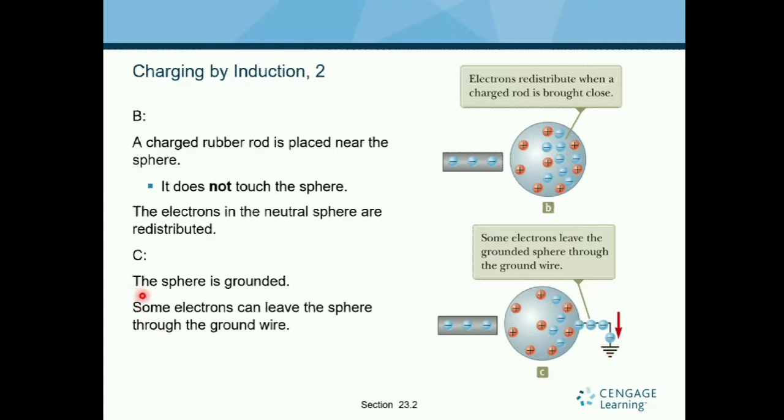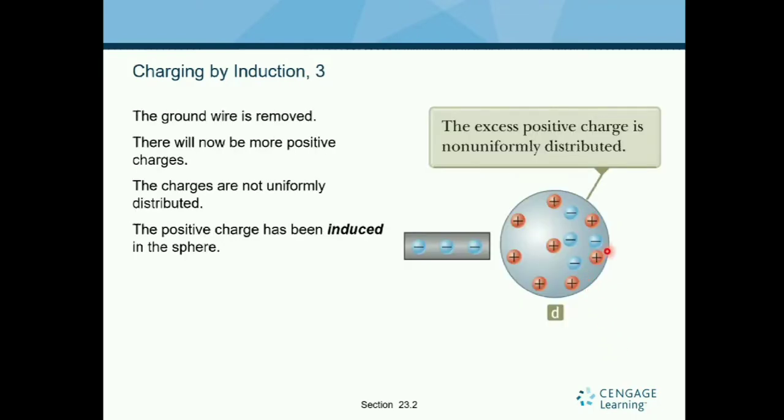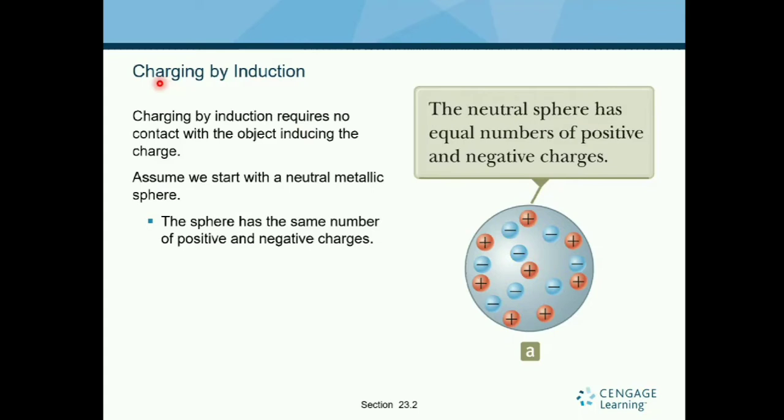So the sphere is grounded. Some electrons can leave the sphere through the ground wire. Okay. Then, if we cut the wire off, which means the ground wire is removed, there will now be more positive charge than negative charge in the sphere. So after we remove this rod, the positive charge has been induced in the sphere. So this is one way, called charging by induction. This is the induction method to produce charge.